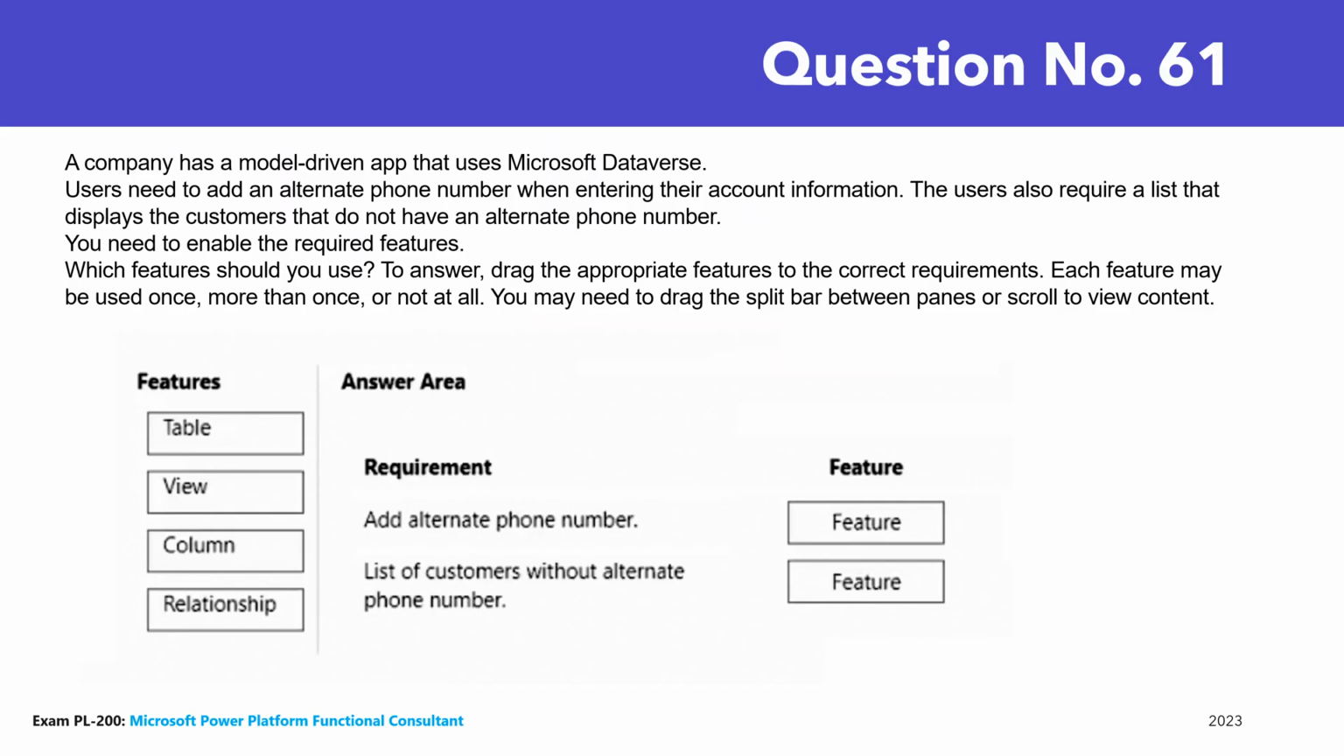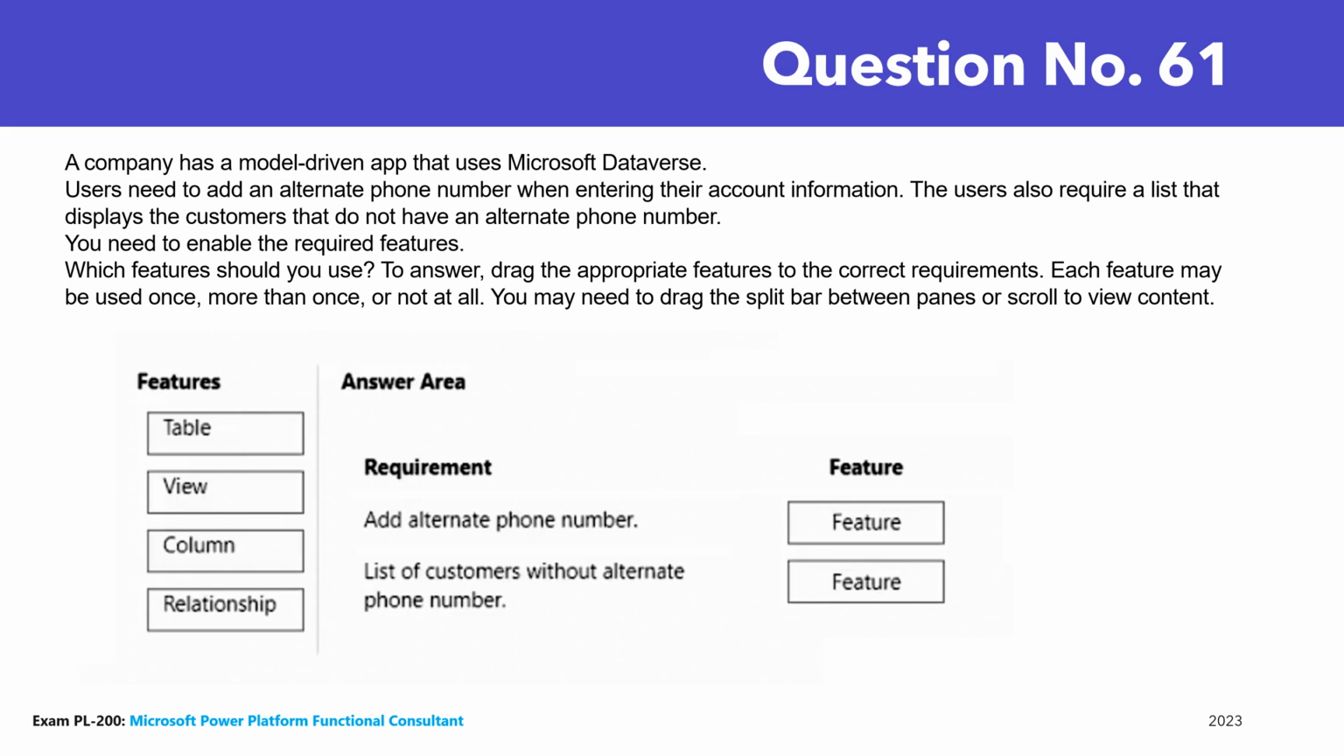A company has a model-driven app that uses Microsoft Dataverse. Users need to add an alternate phone number when entering their account information. The users also require a list that displays the customers that do not have an alternate phone number. You need to enable the required features. Which features should you use?